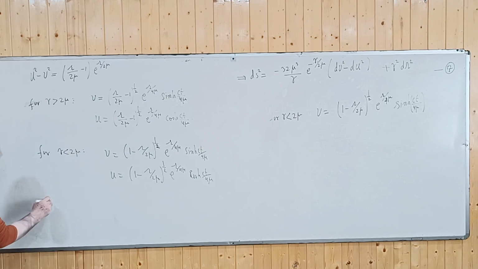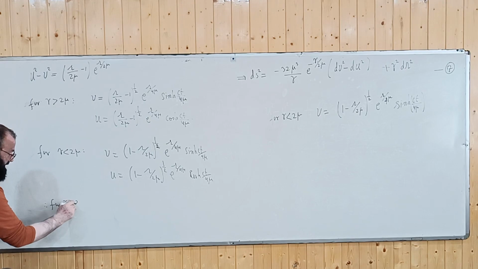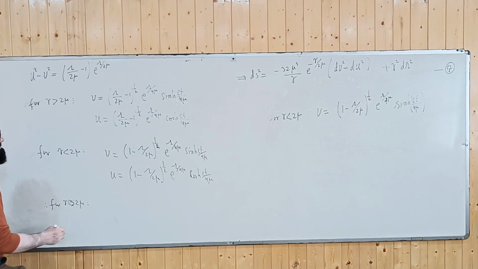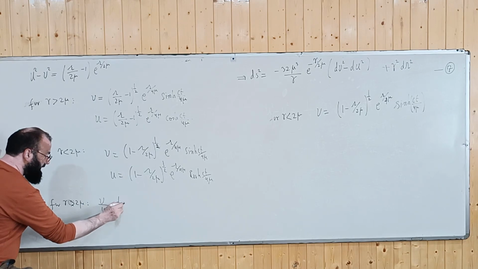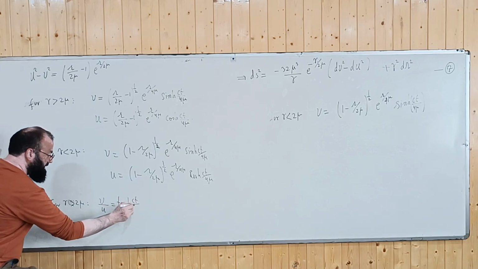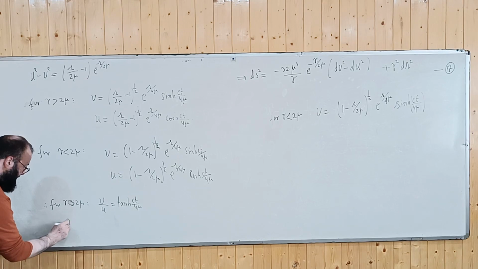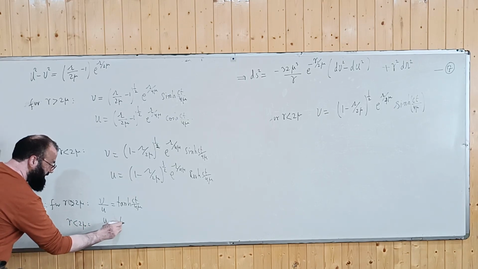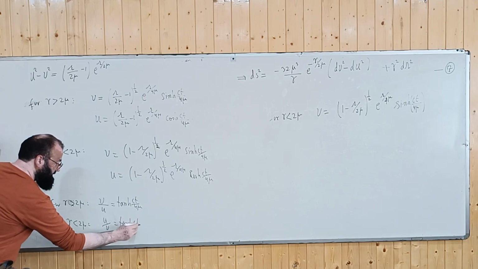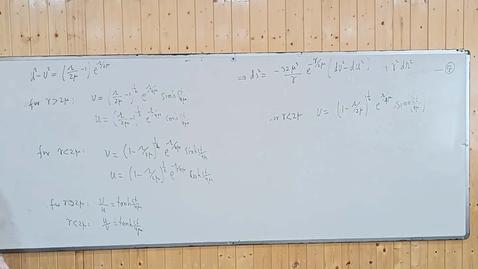Therefore, for r greater than 2 mu, what is our V by U? V by U is equal to tanh(ct by 4), the rest cancels. And for r less than 2 mu, you have U by V equal to tanh(ct by 4). Whether you introduce your coordinate system in this way or that way, it's okay.